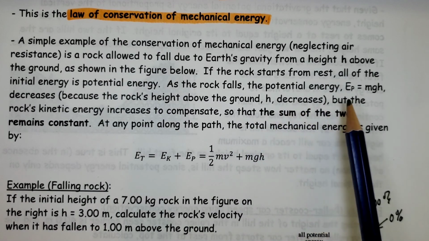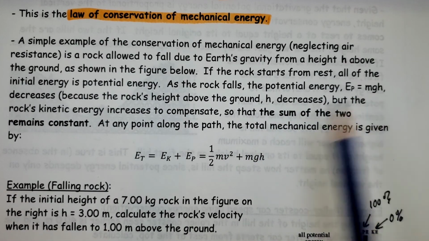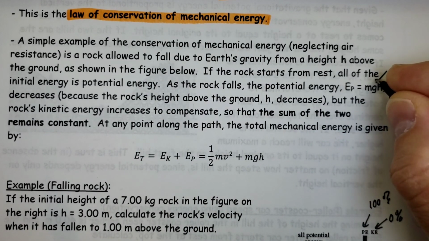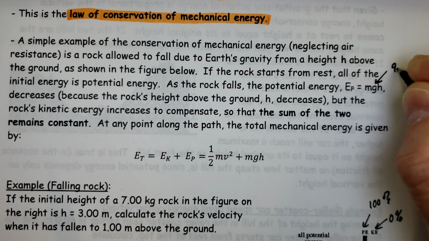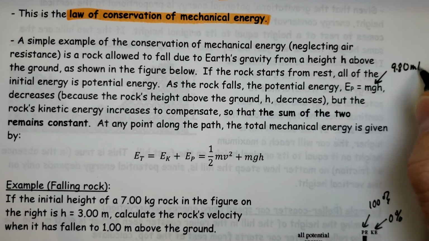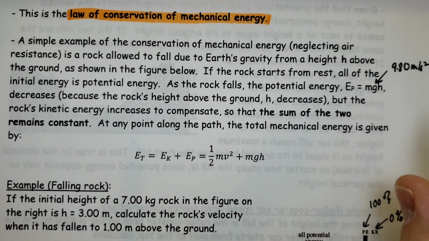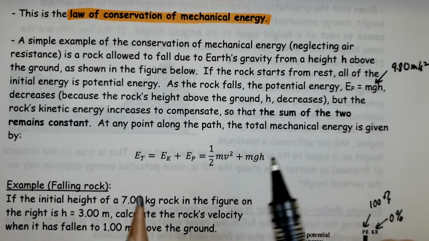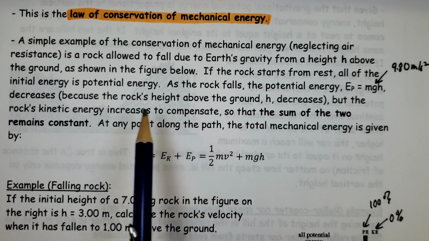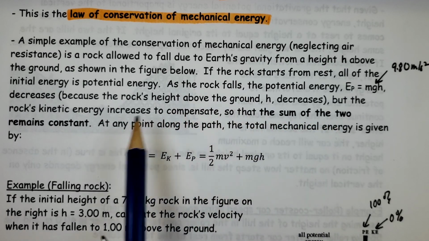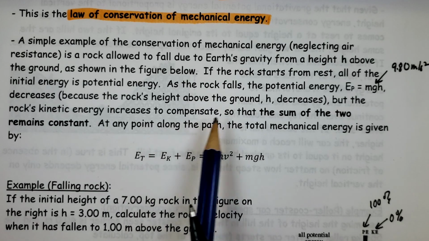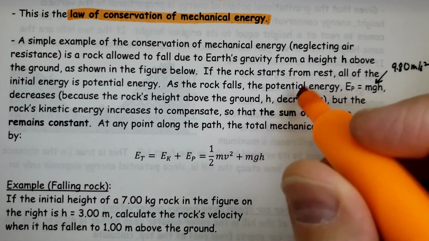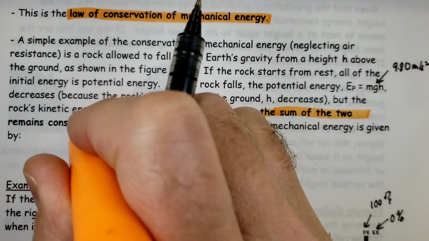As the rock falls, the potential energy, which we looked at, EP equals mgh, and recall that when we're lifting something up, the force applied is equal and opposite to the force downwards. Remember, we use the positive 9.80 meters per second squared rather than doing the vertical F net calculation. We could just assume it's the same. Because the rock's height above the ground, h, decreases as we drop it, but the rock's kinetic energy increases to compensate so that that sum remains constant.